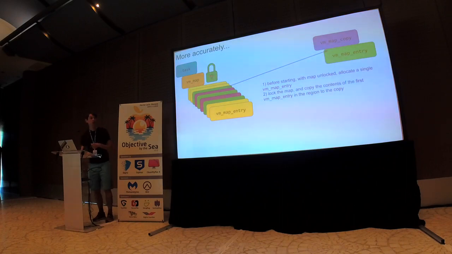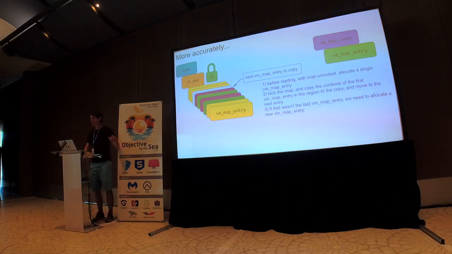But we upfront allocate one VM map entry. Then we take the lock on the VM map, and we copy the contents of this first VM map entry into our copy of the VM map entry. And so now the contents are still there. They're still present in the VM map's linked list of VM map entries, but the lock is held here, so no one can come in and mess with this. Then, with the lock still held, we iterate through to the next VM map entry that we want to copy. And if there was one, i.e., if we haven't yet reached the end of the virtual memory region we want to copy, well, we only allocated upfront one of these things, and we're actually going to need some more. And remember, if we need more, we need to drop that lock, because we can't hold the lock when we make a calloc allocation. So what are we going to do?